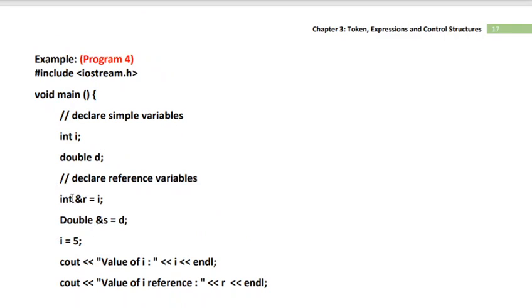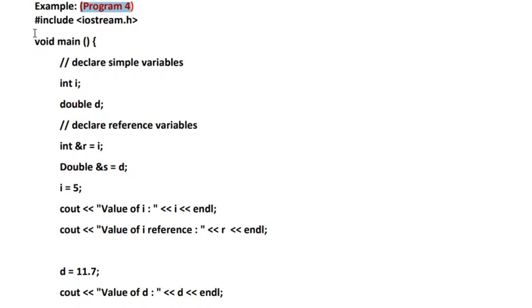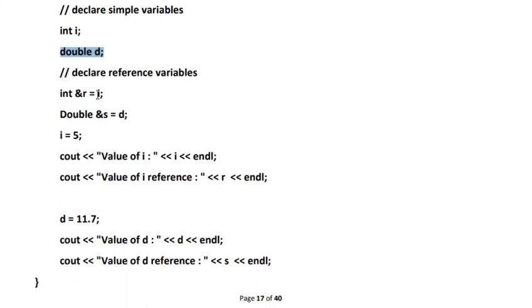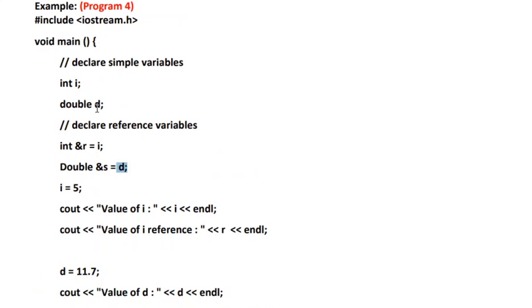Now let us consider the fourth program that we have to execute, an example of a reference variable. Again, I've included the header file iostream.h. Now I have declared variable i of type integer and variable d of type double. Then I've created references: r is a reference to i and s is a reference to d. So I've declared two variables i and d of type integer and double, and two references, r referring to i and s referring to d.